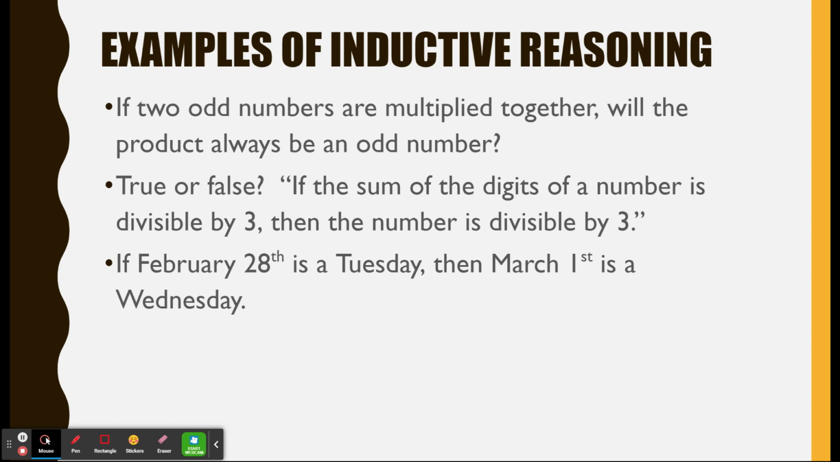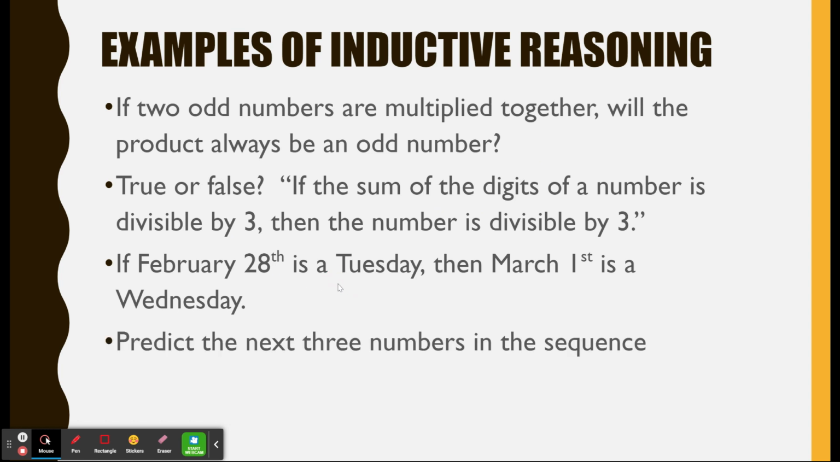Third one here: if February 28th is a Tuesday, then March 1st is a Wednesday. And we can find that out, again, based on what we see in the world around us. We know how calendars work. We know that the next day of a week after Tuesday is a Wednesday. So that's another way we can use inductive reasoning.